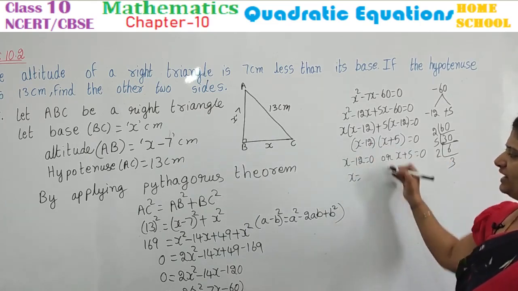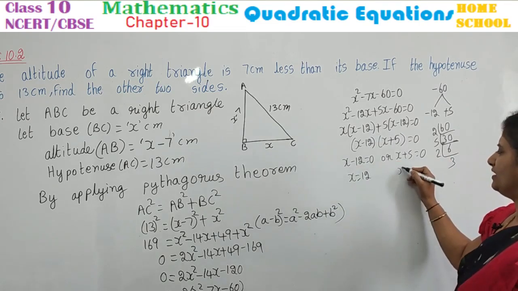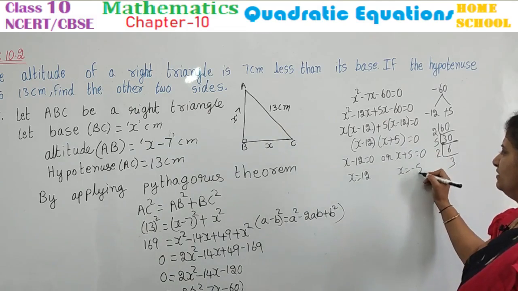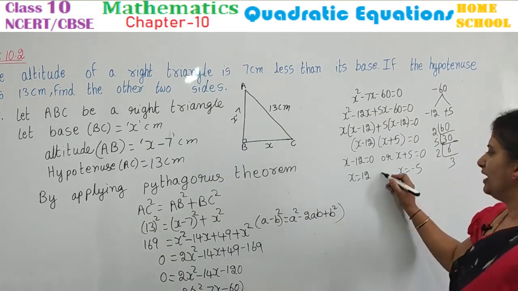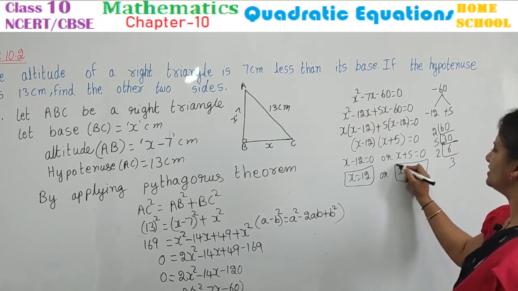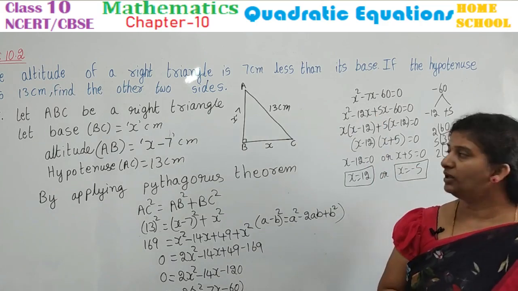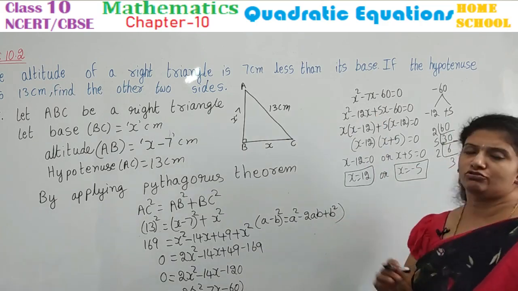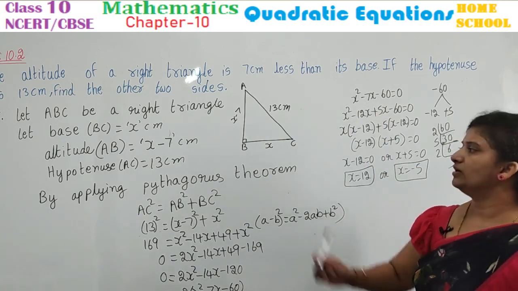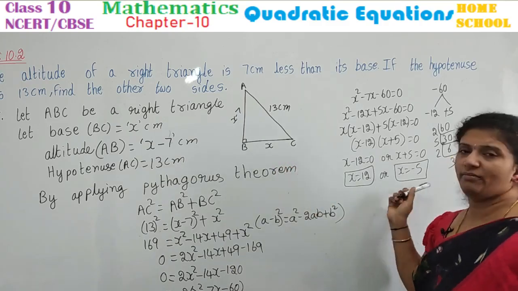Bring this minus 12 to the other side, 0 plus 12 it will be 12. And here plus 5 send to the other side, minus 5. X is equal to 12 or x is equal to minus 5 are the roots of the quadratic equation. 12 and minus 5 are the roots of the quadratic equation. What is this value now, children? Length of this side is 12 or minus 5.